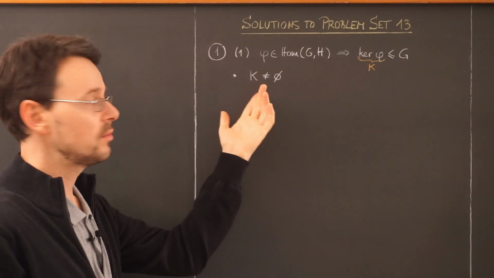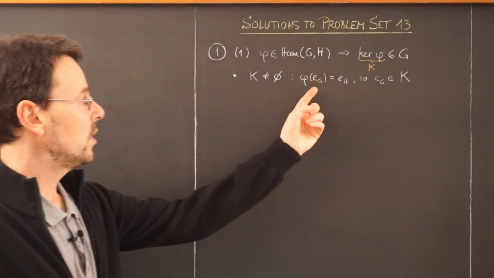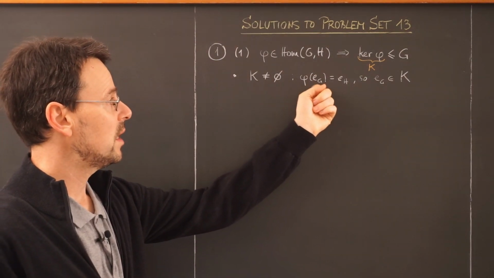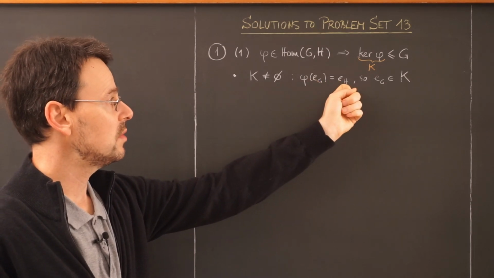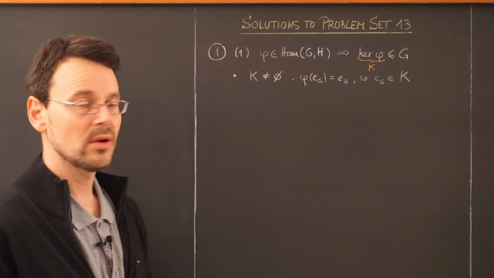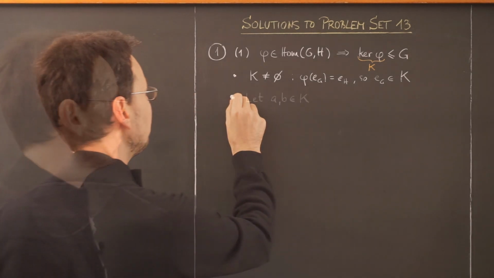first of all we have to convince ourselves that this is not the empty set, but we know from problem set 11 that a homomorphism always maps identities to identities, so E sub G gets mapped to E sub H, and this exactly means that E sub G lies in the kernel of phi, so the kernel is not empty.